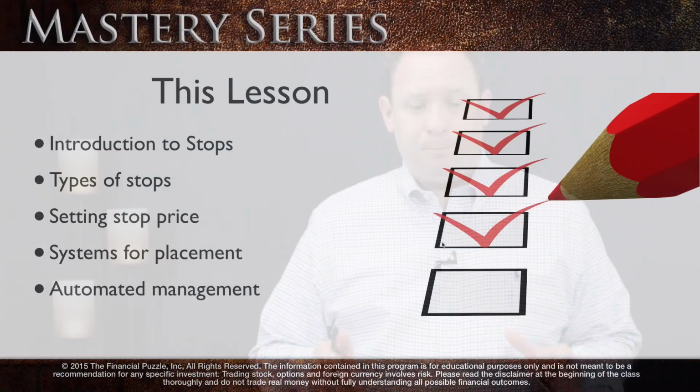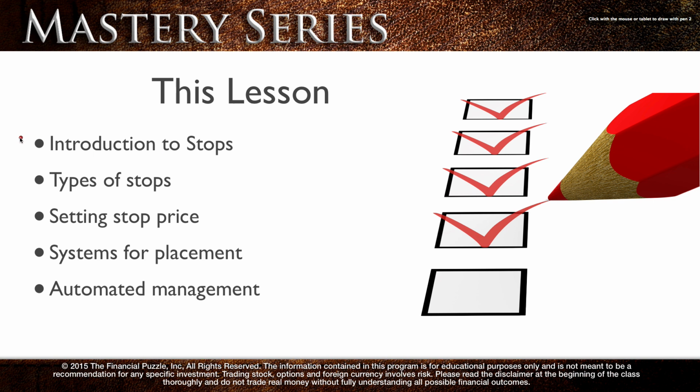So let me tell you what we're going to look at in this series of lessons today. First thing we're going to do is talk about an introduction to stops so you get a basic understanding of how stops work. Next, we're going to look at the different types of stop orders. And then we're going to talk about setting your stops, the more traditional way. Then we're going to get into the bulk of the last half, which is focused on systems for placing stops. And finally, we'll talk about automating some of your stop management. It's going to be a great lesson, so let's get started with an introduction into stops.